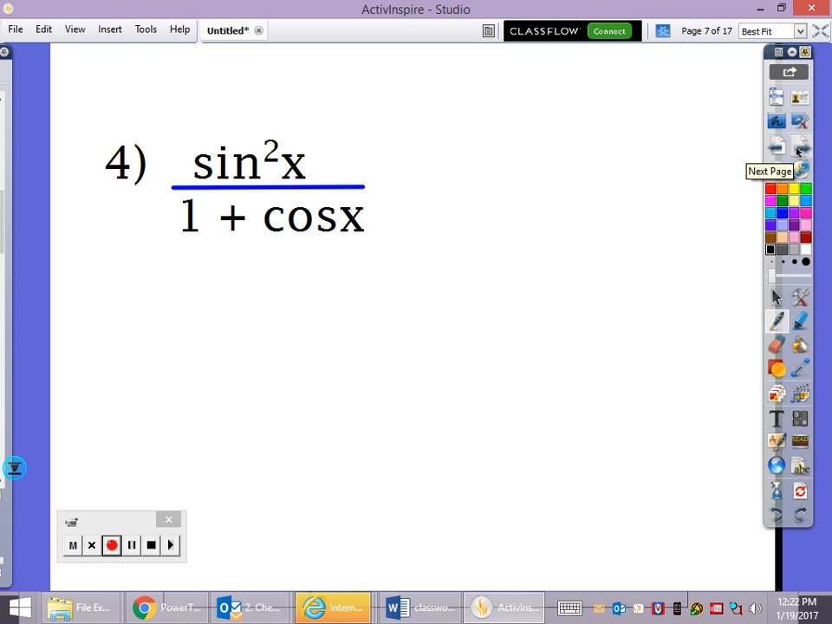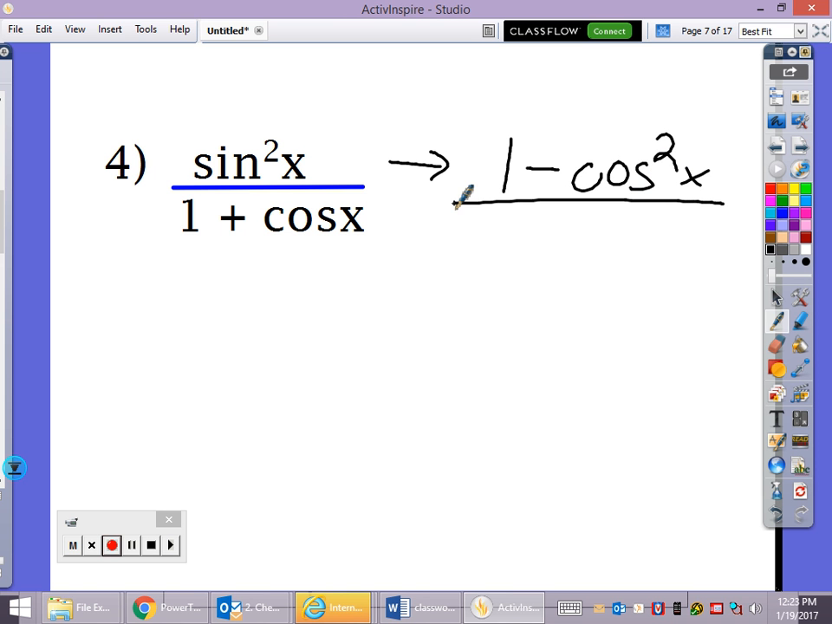Okay, red flag should be going off. Oh, I see a 1, but this is not a cosine squared, yeah? I see a sine squared. I would like both of these to be in the same term. I'd like them to be in the same term. So, is there some way I can rewrite sine squared? Yes, ma'am. Oh, excellent. 1 minus cosine squared x, and then we have 1 plus cosine x.